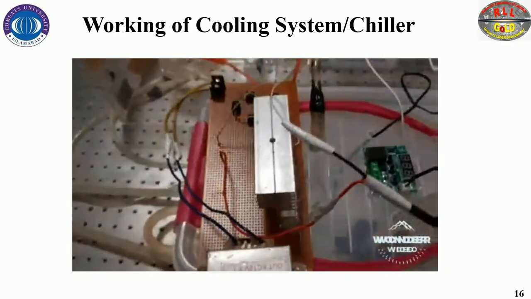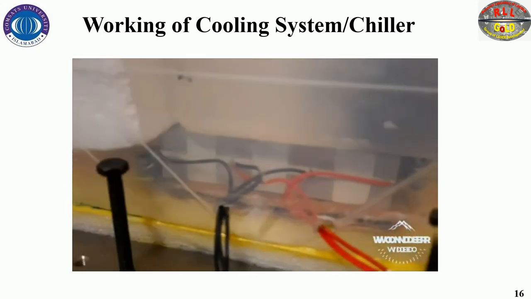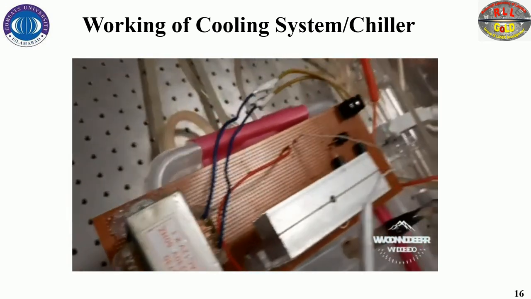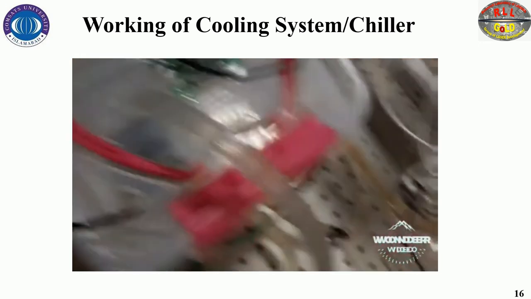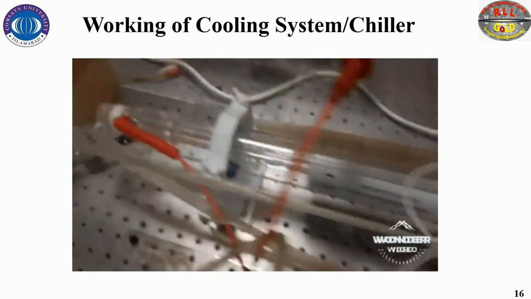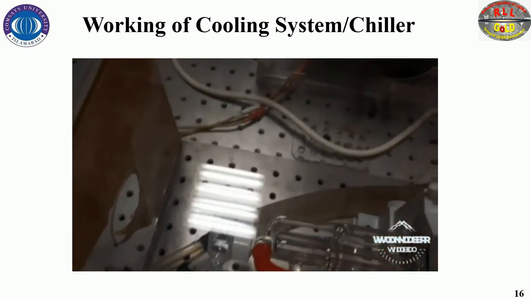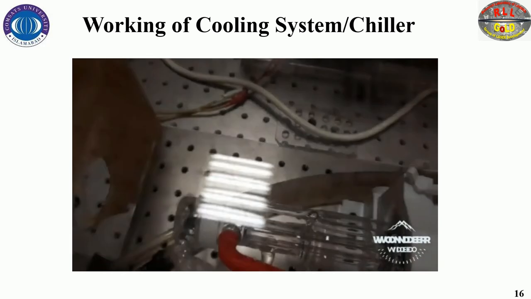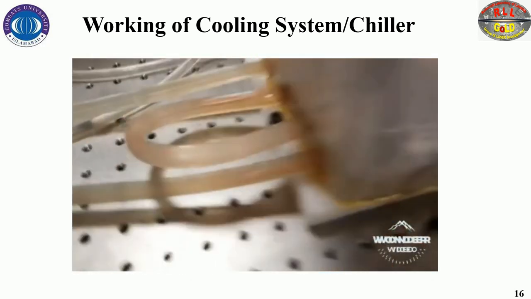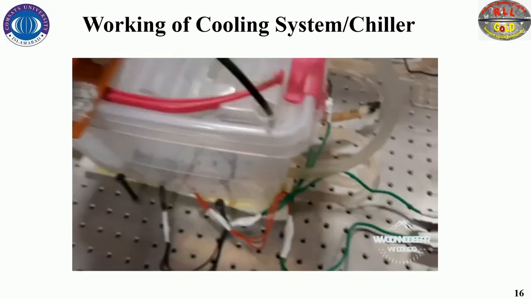This is the working of the cooling system chiller. Here showing the water tank, and this is the Peltier cooler sandwiched between aluminum blocks. This is the driver circuit for the pump to circulate the water to the laser cavity, and here showing the water is circulating in the laser tube at the rate of 5 liter per minute, which is enough to extract the heat from the laser cavity efficiently. And then this is the pipe to circulate the tap water to extract the heat from the hot side of the TEC.